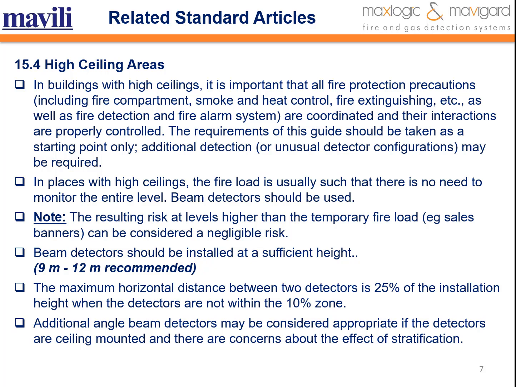Beam detectors should be used. Note that the resulting risk at levels higher than the temporary fire load can be considered a negligible risk. Beam detectors should be installed at a sufficient height; 9 meters to 12 meters is recommended. The maximum horizontal distance between two detectors is 25% of the installation height when the detectors are not within the 10% zone. Additional angled beam detectors may be considered appropriate if the detectors are ceiling mounted and there are concerns about the effect of stratification.